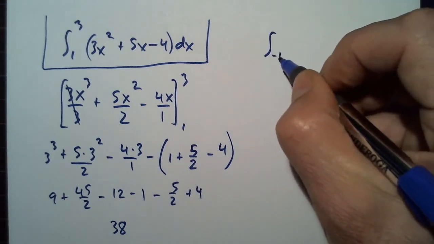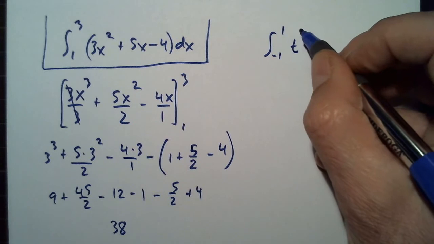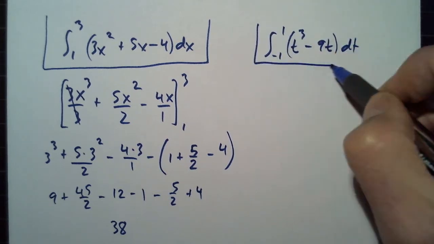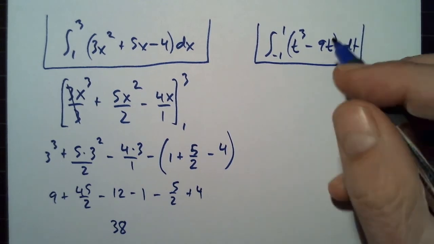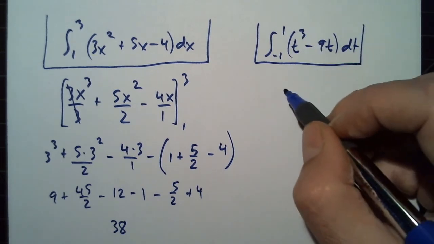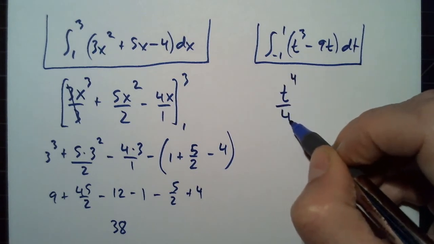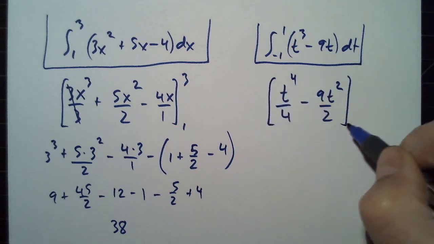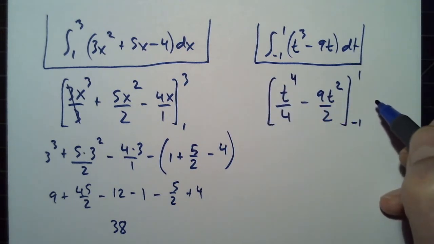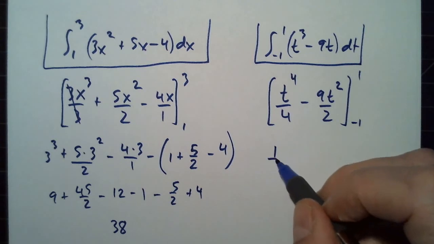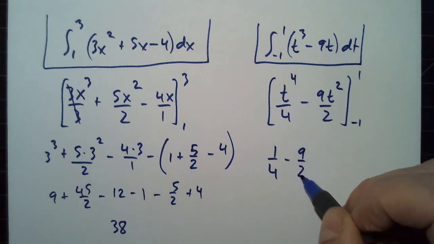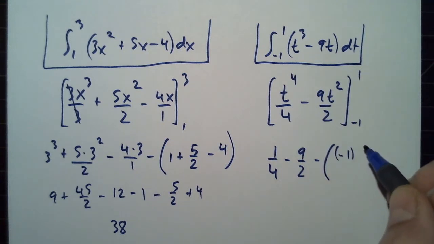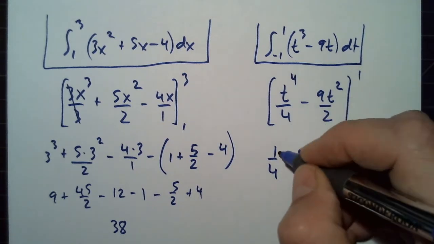All right, from negative 1 to 1, t cubed minus 9t. Pause the video and try that one. We do the antiderivative. From negative 1 to 1, substitute the 1, 1 over 4 minus 9 over 2. Then we'll substitute the negative 1. Negative 1, I'll go ahead and put that in there.